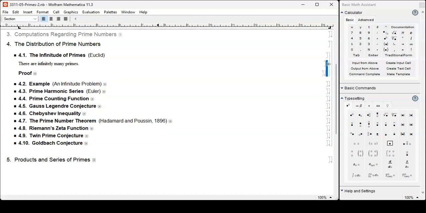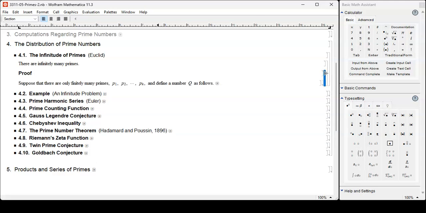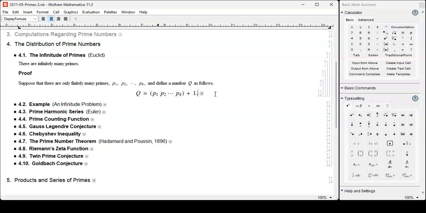So, partly as a review, let's do it again. I know we already did it in section 1, but let's do it again. Suppose that there are only finitely many prime numbers, p1, p2, p3, and so on up to pk, and then define an integer, capital Q, as the product of them all plus 1.